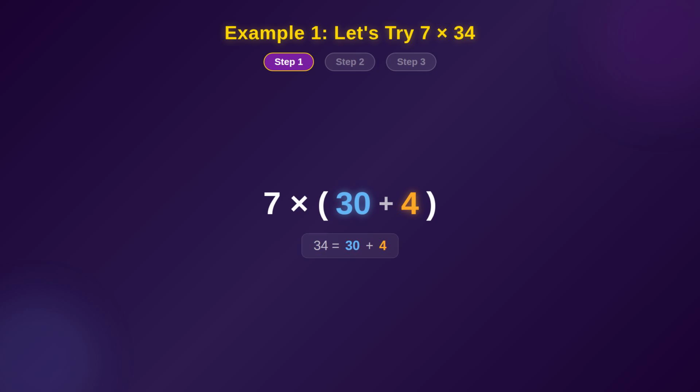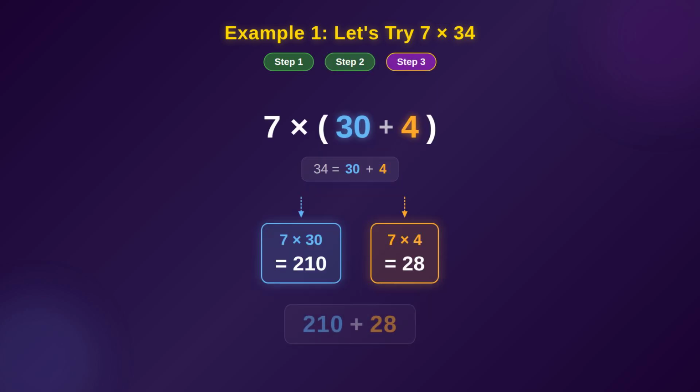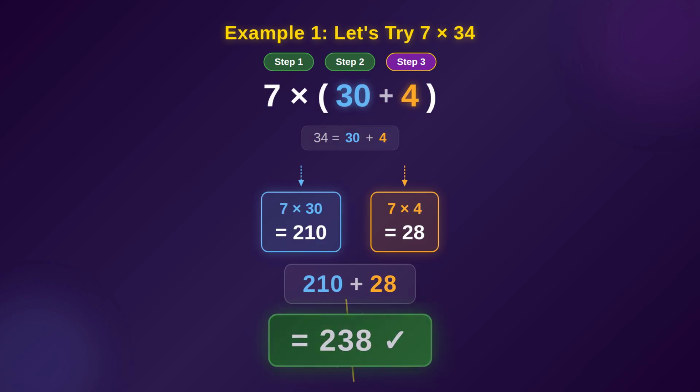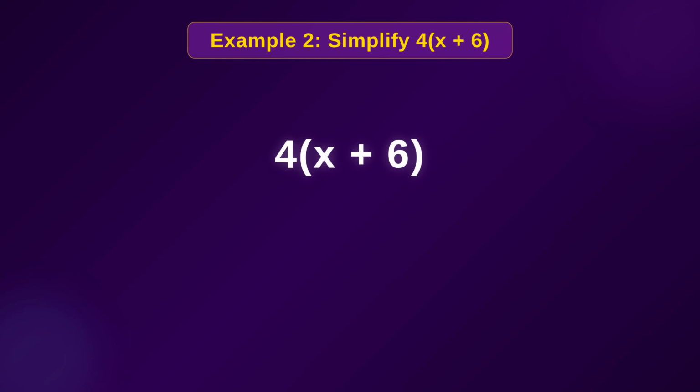Okay, let's try one together. The same way Marcus is practicing on his worksheet. 7 times 34. Step 1. Break apart 34 using place value. 34 equals 30 plus 4. Now write it as 7 times the group 30 plus 4. Step 2. Distribute the 7. 7 times 30 equals 210. 7 times 4 equals 28. Step 3. Add the results. 210 plus 28 equals 238. That's our answer. See how much easier that was than trying to multiply 7 times 34 all at once?